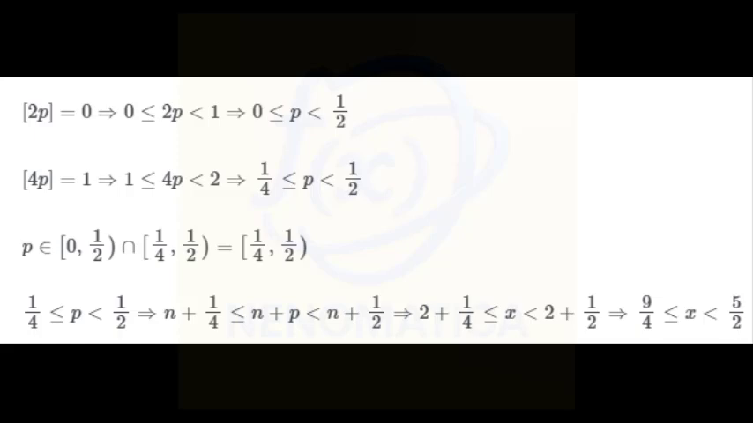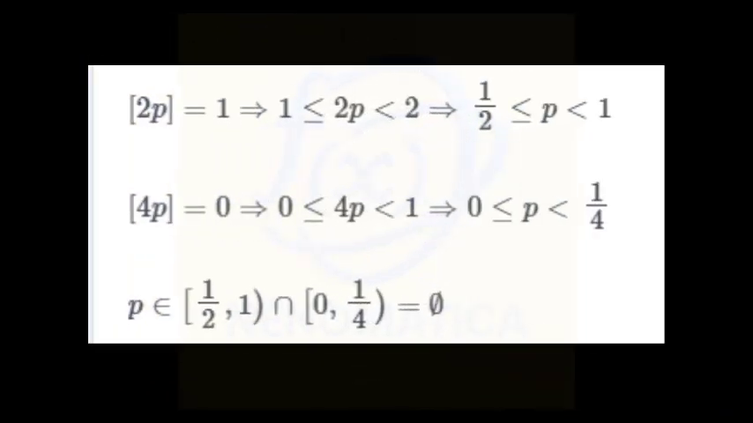Case A. If floor of 2p equals 0, then 0 is less than or equal to p, which is less than 1/2. If floor of 4p equals 1, then p is between 1/4 and 1/2. Their intersection is p in the interval from 1/4 inclusive to 1/2 exclusive. We highlight these intervals and their overlap.